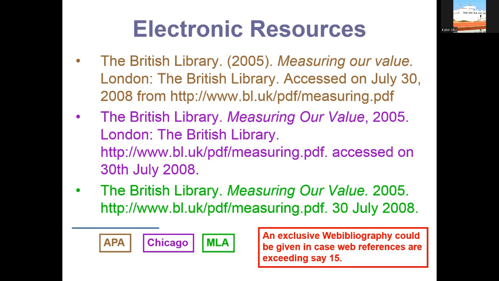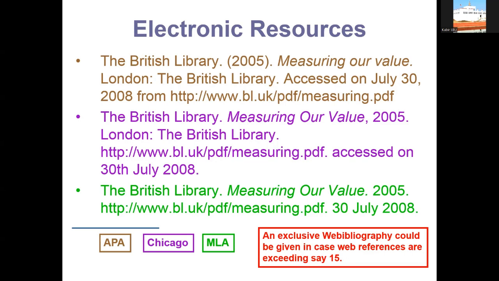The second one is the Chicago manual. So the Chicago manual gives references like this, the British Library. In the first APA system, we have seen that the first letter of the paper or the book is in capital letter, and other letters are not in caps. But here in the Chicago manual, all letters of Measuring Our Value 2005, this is in italics, or the first letters of all the words are in capital letters.